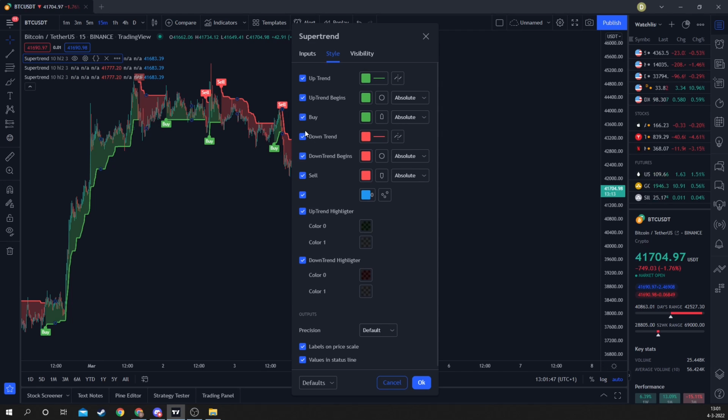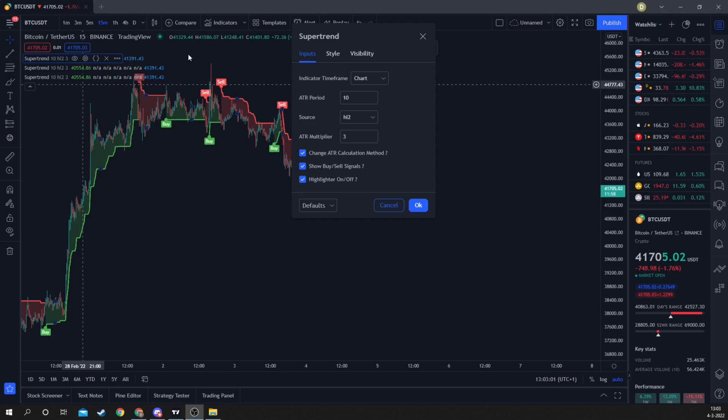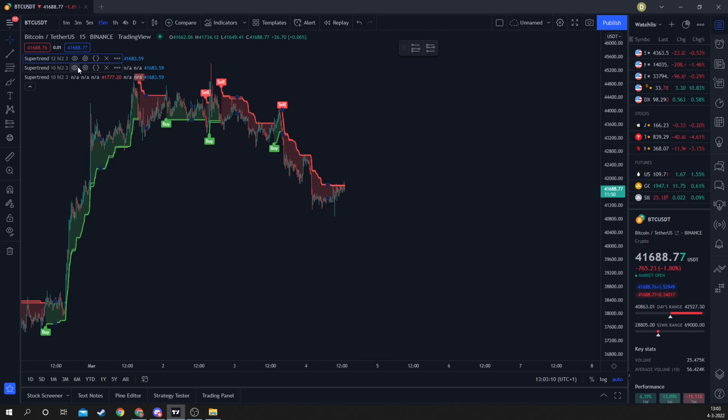Remove some signals: the buy signal is going to be gone, the sell signal is going to be gone, the uptrend highlighter and the downtrend highlighter. What we're adjusting right now is the ATR period. We're going to use an ATR period of 12 for the first one. The ATR multiplier stays the same, so this is going to be okay.